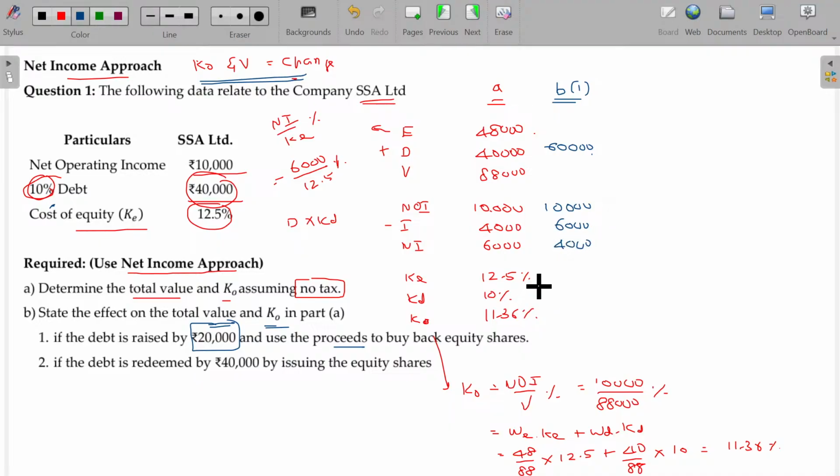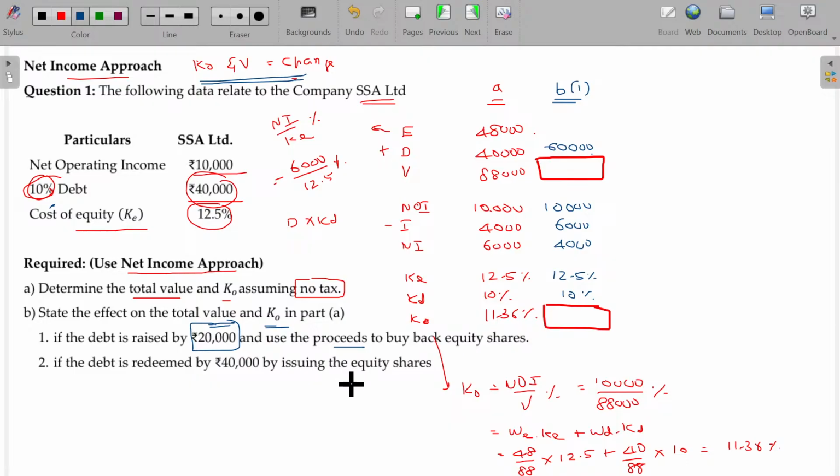Now what about the KE? Under NI approach, KE remains constant. KD remains constant. What are the values going to be changing? This value will be changing. Okay. This value will be changing. Ultimately, it will have an impact on value also. These two will get affected. Now come on, calculate the KO here.